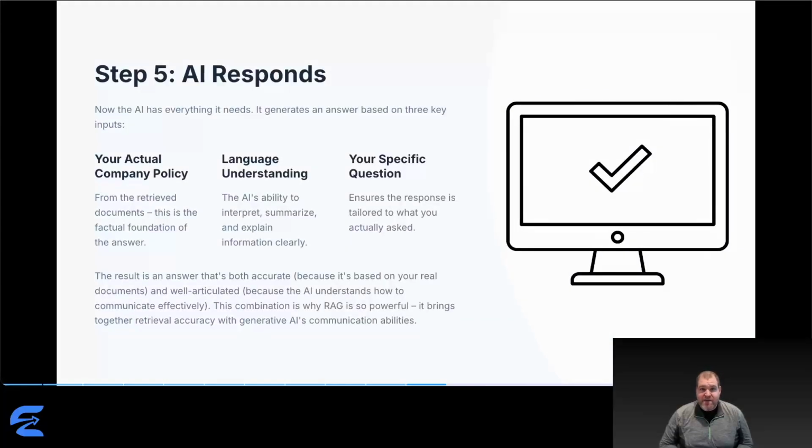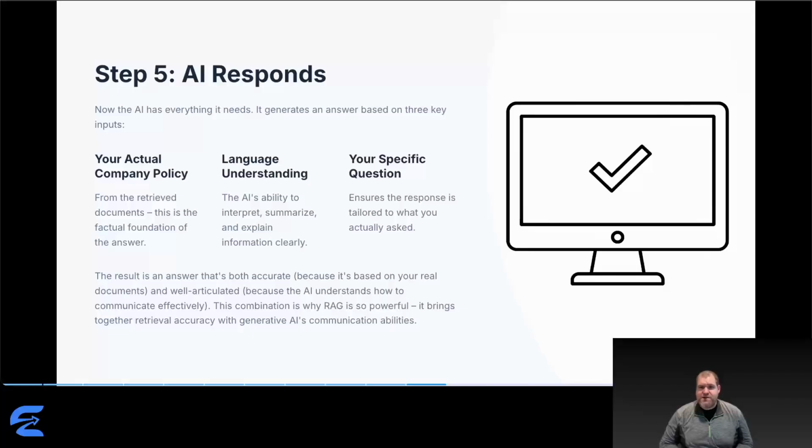Now the AI has everything it needs to give you a great answer. It's got your actual company policy from the retrieved documents, so the information is accurate. It's got its natural language understanding, so it can explain that policy clearly and conversationally. And it's got your specific question, so it knows exactly what you're asking about. The result is an answer that's both factually grounded and well articulated.